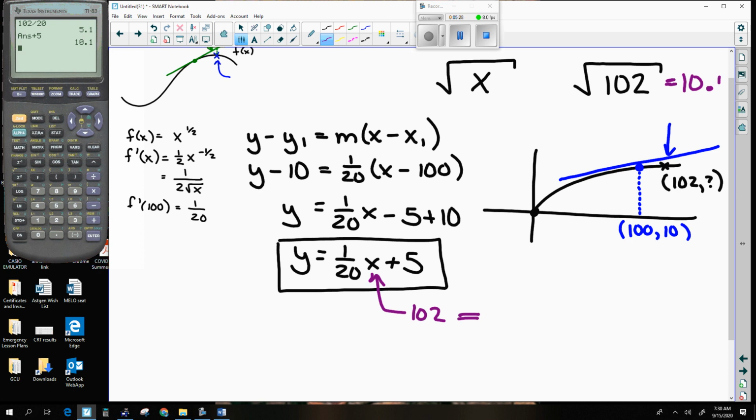Now, is that the actual answer? No, that's not the actual answer, but you would be amazed at how close it actually is. What we're doing is not actually taking the point, but rather taking a point on the tangent line as the linear approximation.